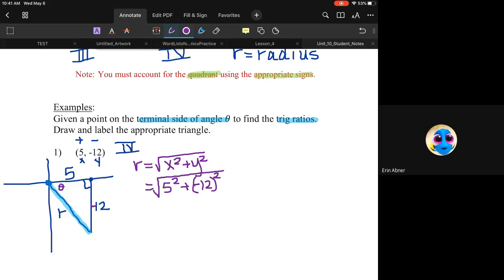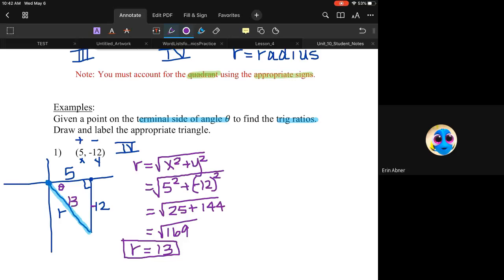Keep my radical symbol. I haven't done anything to it yet. So 5 squared is going to be 25 plus 144. 144 comes from the negative 12 squared. And then 25 plus 144 is going to give me the square root of 169. That is a perfect square. So my R is going to equal 13. Now I know my R.